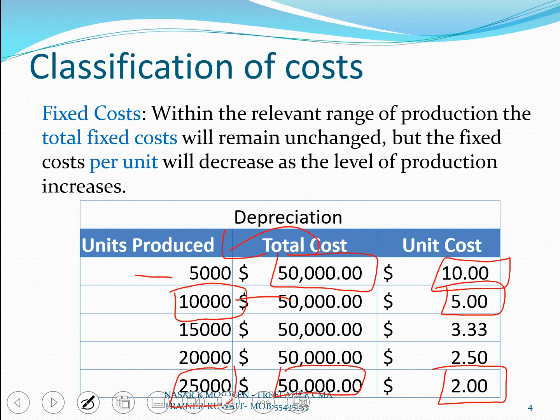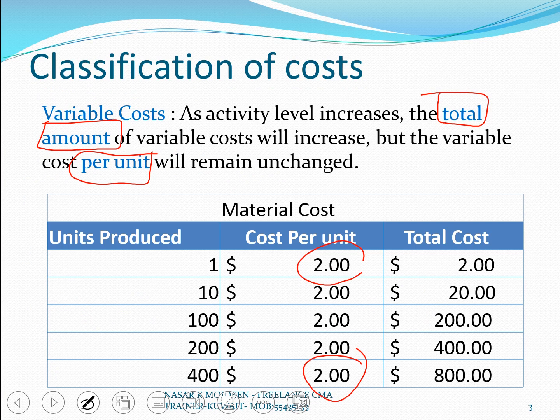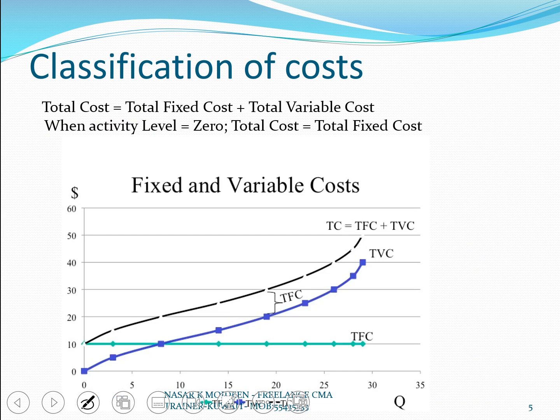So what it is trying to explain here is, the total fixed cost is going to remain the same, and the unit cost is going to change based on the production level, as opposed to variable cost. Variable cost is the opposite. Cost per unit remains the same, but the total cost is increasing or decreasing. But here total cost remains the same, but the unit cost is changing. So this is the concept of fixed cost.